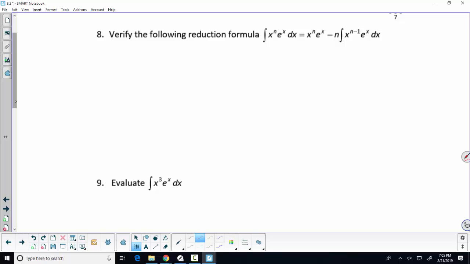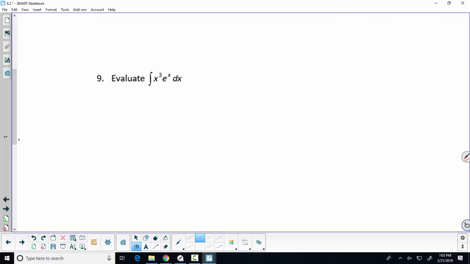In the table of integrals, you might see some reduction formulas dealing with powers of x and exponentials, powers of x and trig functions. So there are reduction formulas for a lot of these things. Outside of tabular integration, example 9 would be a good use of a reduction formula.